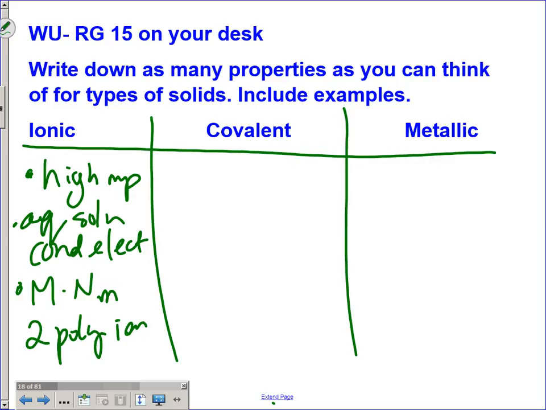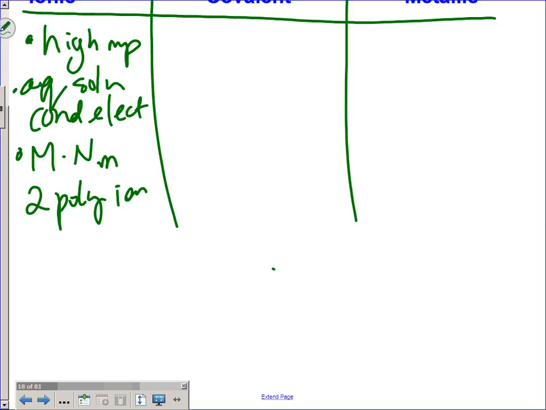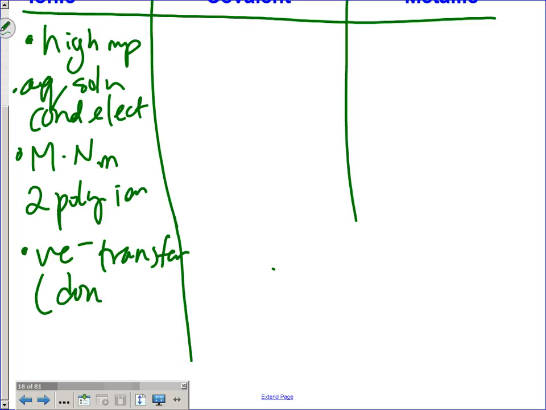Your little area, ionic. Ooh, nice. Valence electrons are transferred, not shared, or I'm going to say another word for that would be donated, to form that bond. And then Julian's group up here.